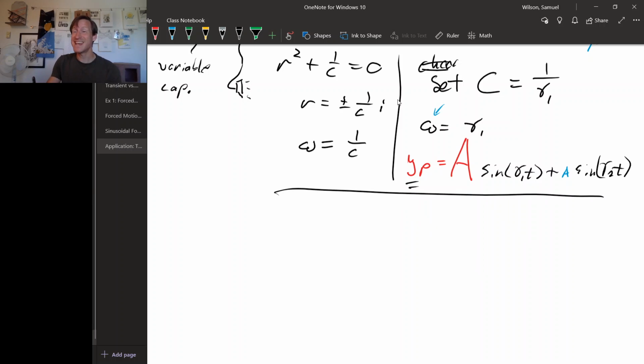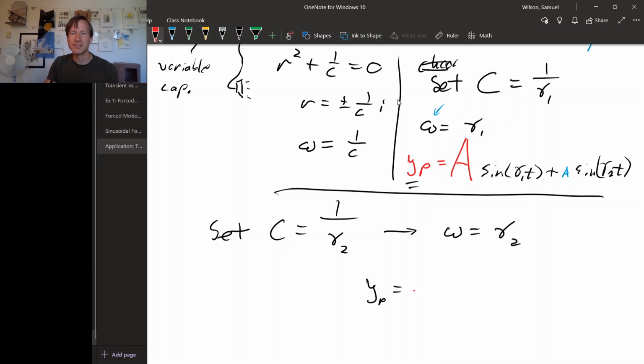Of course, if you want to instead listen to the frequency of gamma 2, remember that this capacitor was variable, and so if we want to listen to gamma 2, we can change the setting on our capacitor, change it to be 1 over gamma 2. That produces a natural frequency of gamma 2, and then the particular solution will have a small amplitude for this portion of the signal at frequency gamma 1, and it will have a large amplitude at the portion of the signal that's at frequency gamma 2. So just by changing this capacitor, we can listen to one signal or the other signal and filter out the frequency that we don't want.